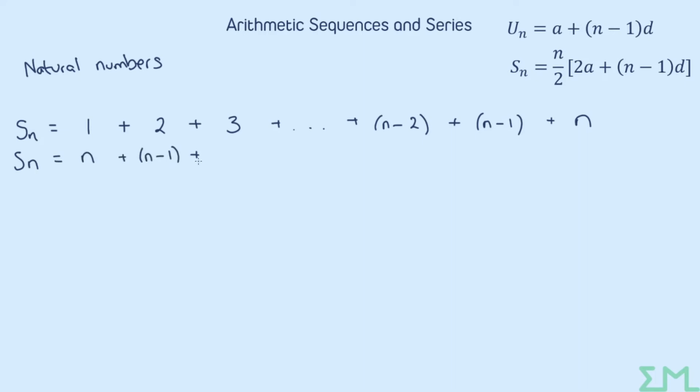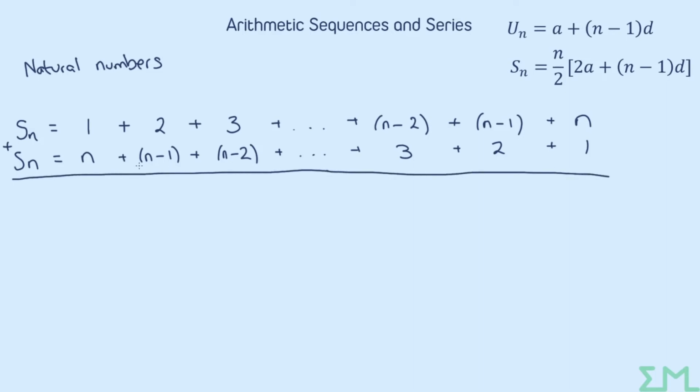minus 1, n minus 2, 3, 2, 1. Okay, we add. So exactly the same process as we use for the general series, 2Sn. And then we know, well, we should expect that when we add these, we are going to get the same thing appear over and over again.